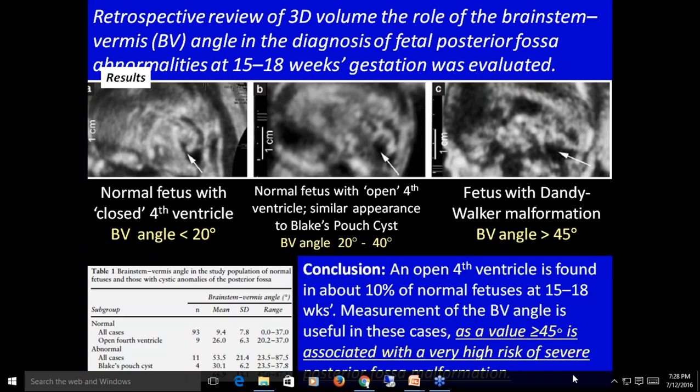So the conclusion of this paper was that an open fourth ventricle is found in about 10% of normal fetuses at 15 to 18 weeks. Measurement of the BV angle is useful in these cases, as a value of greater than 45 degrees is associated with a very high risk of severe posterior fossa malformation.